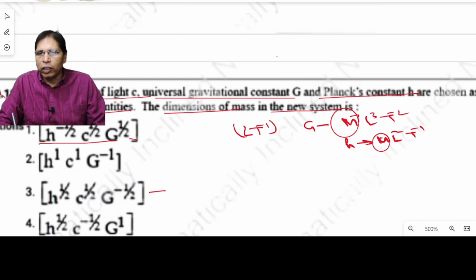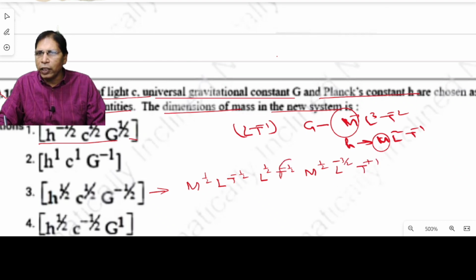Look at these options. Now paste it. Now look at this, this is M to the power minus half, this is L, and this is T to the power minus half. Okay. Now see, this is L to the power half and this is T to the power minus half. No problem. Now G to the power minus half. So this is M to the power minus half, this is L to the power 3 by 2, and this is T to the power minus 1.